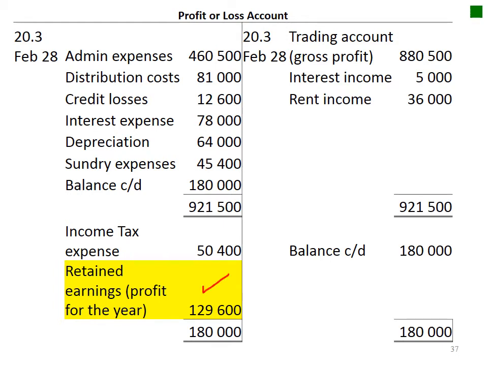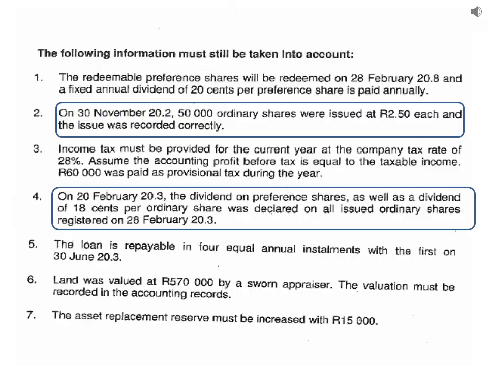Here was the debit to the profit and loss account. Now we're going to look at the dividends. There's 50,000 ordinary shares that were issued at R2.50 each, and the issue was recorded correctly. We just need to remember that, because when we do our statement of changes in equity, we're going to have to record the issue of shares during the year.